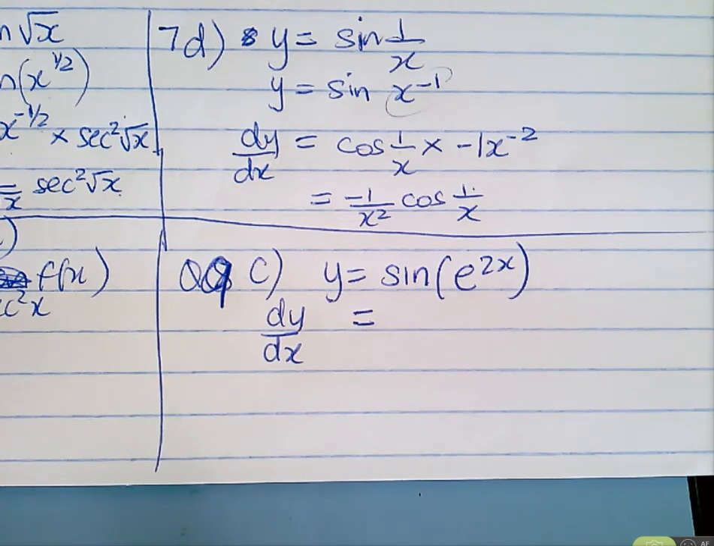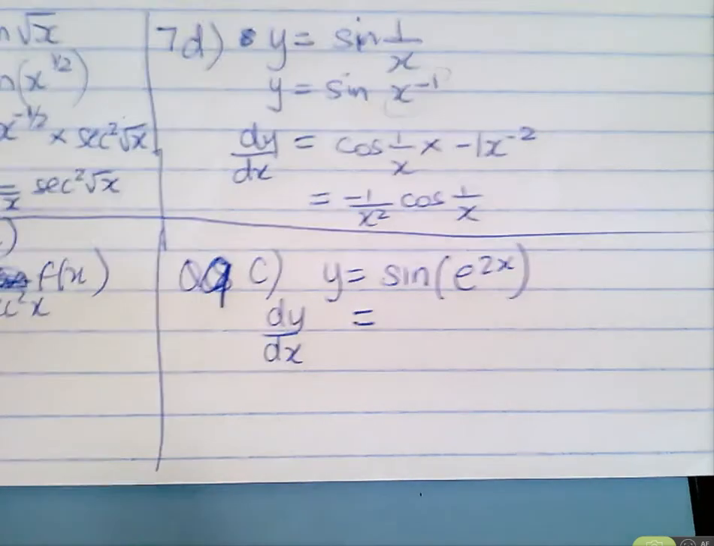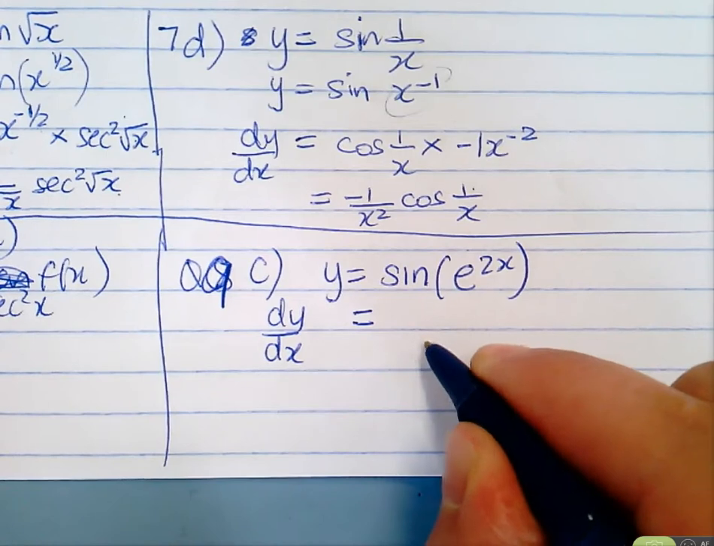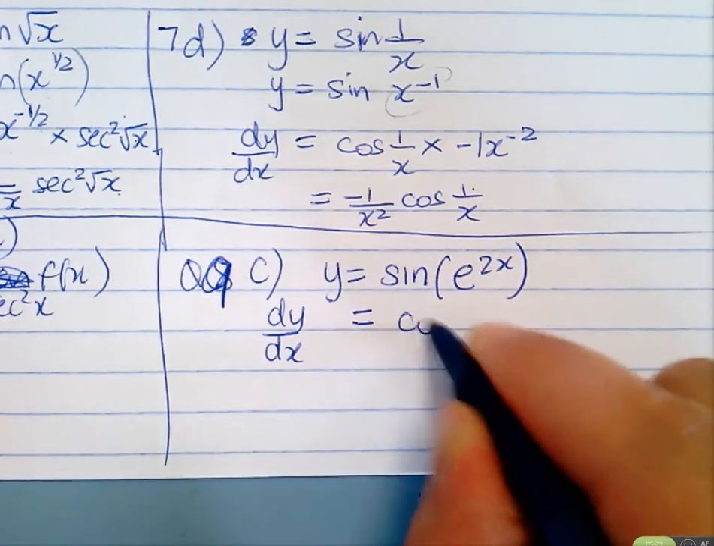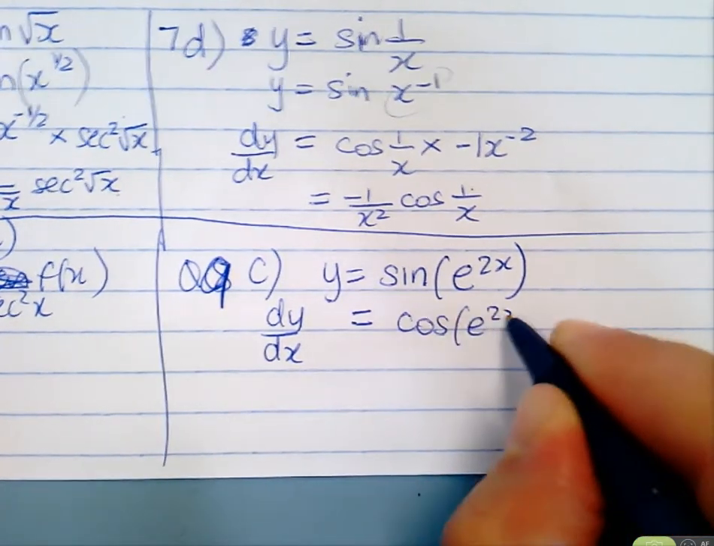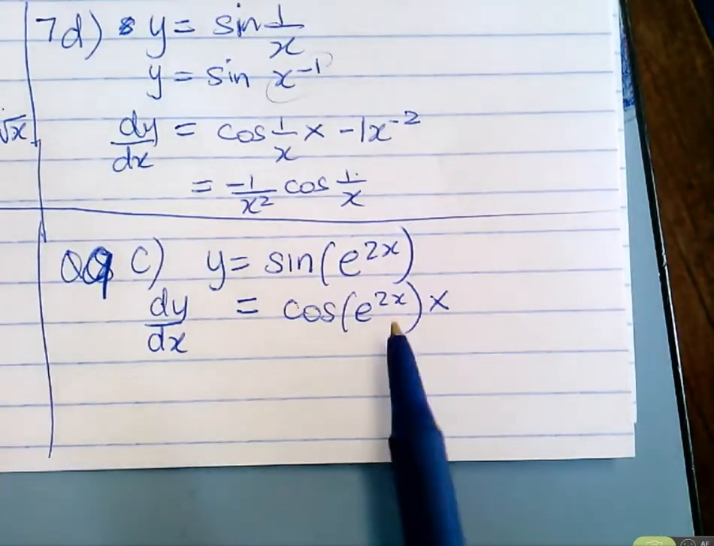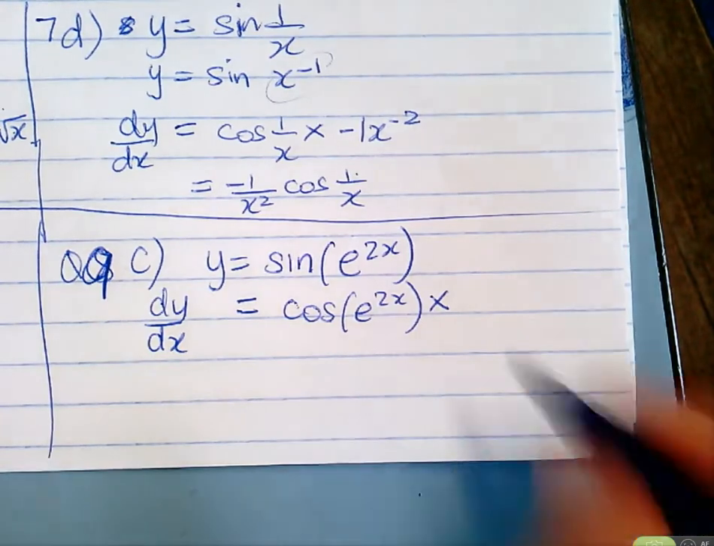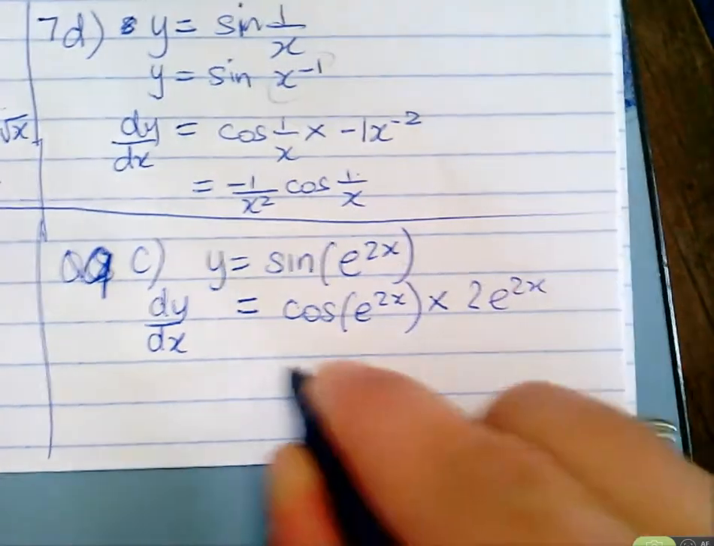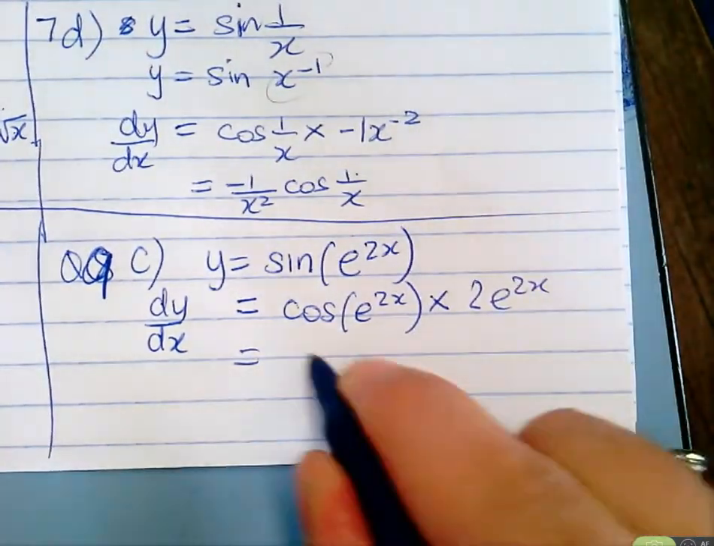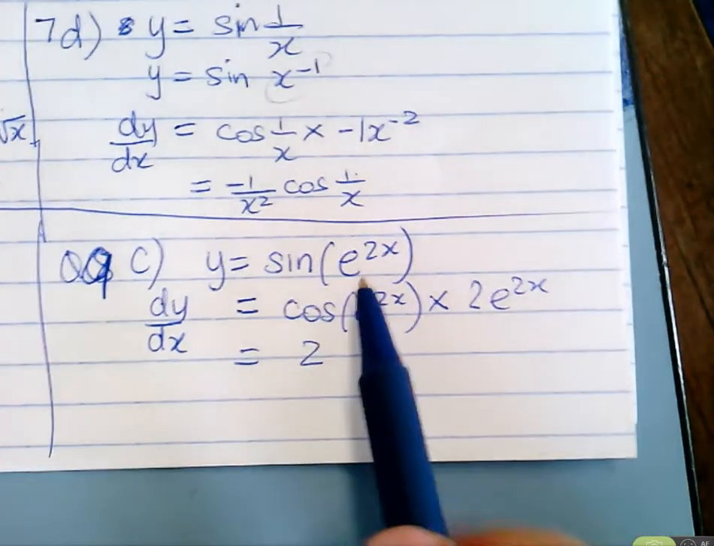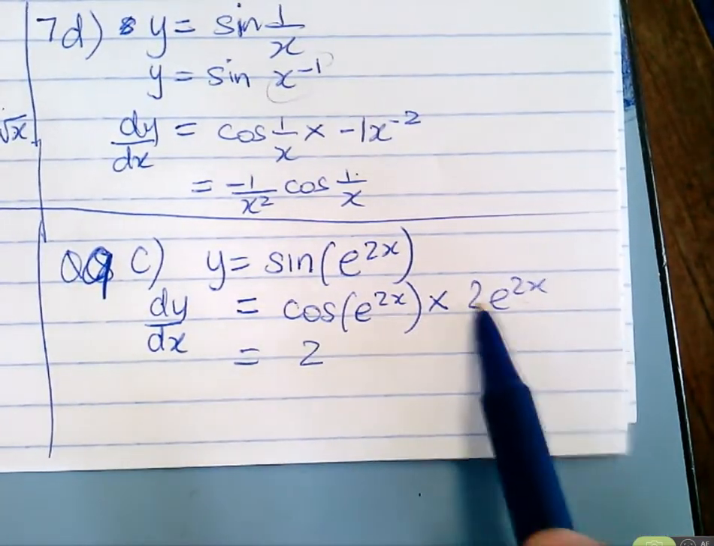You know how to do it? All right, so you'll get the cos e to the 2x, but then what do you do? Then you differentiate the function. What do you get when you differentiate e to the 2x? 2e to the 2x. So when you differentiate e to the 2x, you get 2e to the 2x.